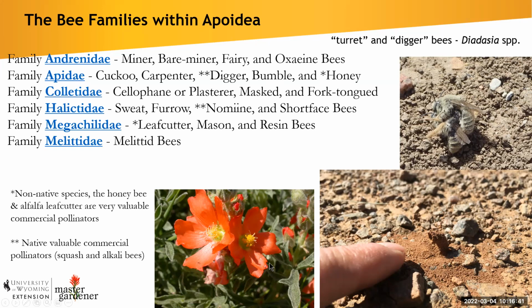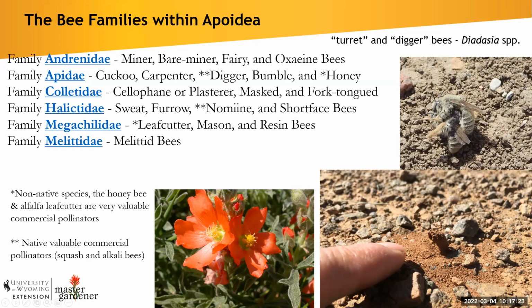In this case, out in my dirt driveway, I have these little Diadasia species turret bees. They make a little turret of dirt. You've probably all seen them when you're driving on dirt roads, maybe seeing them flying around. They are really tied to the flowering of the scarlet globemallow out there. We've had two really dry years, and their colony on my driveway has shrunk considerably. It's all tied to the lack of availability of their preferred pollen source.